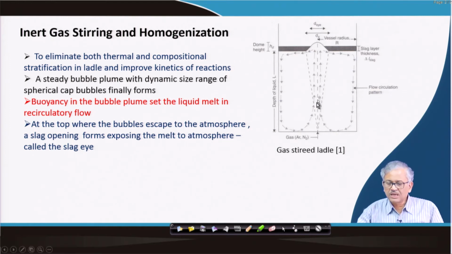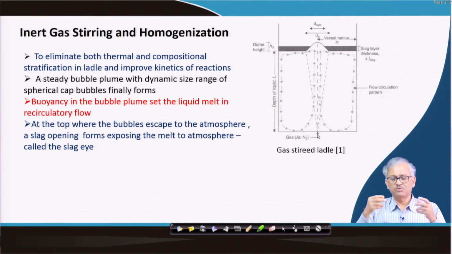And obviously the slag eye increases with increase in the gas flow rate. The more the gas flow rate, the bigger the slag eye will be. So you have to judiciously use the gas flow rate from the bottom. Higher gas flow rate intensely stirs the bath, and in some cases it is required, like if you are doing desulfurization using synthetic slag, you require very high stirring in the bath such that you can emulsify the slag into the liquid melt, and that increases the kinetics of the process. So in that case, you require very high bath stirring, right?